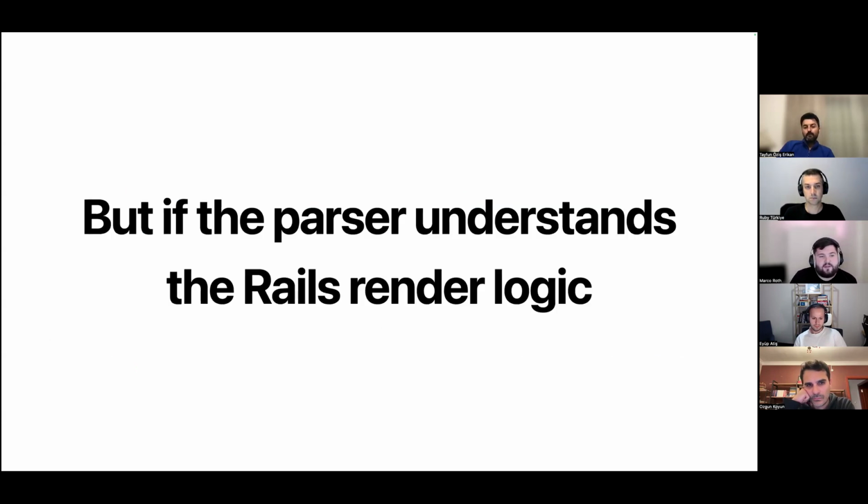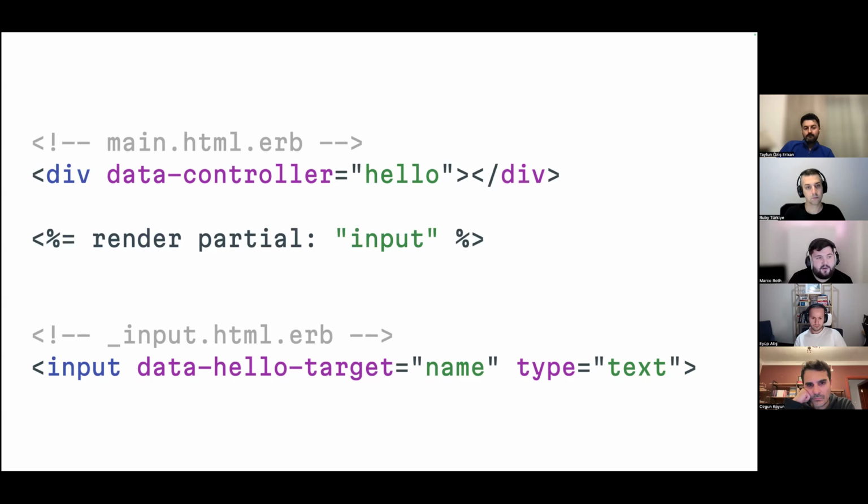So we have to build understanding into the parser of how Rails renders these view files. If you do this here, where you have the controller and you render the file outside of this element, we can actually highlight this and say there's something wrong here: you are using this target outside of the controller element. And that's something I'm really excited about. That's super helpful, just because I lost so much time debugging stuff like that, when I didn't realize it's not the way you think it is.